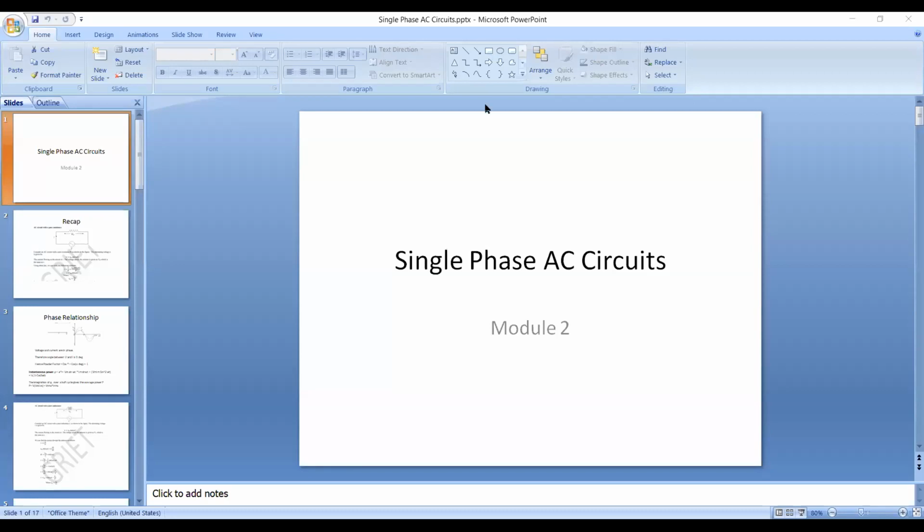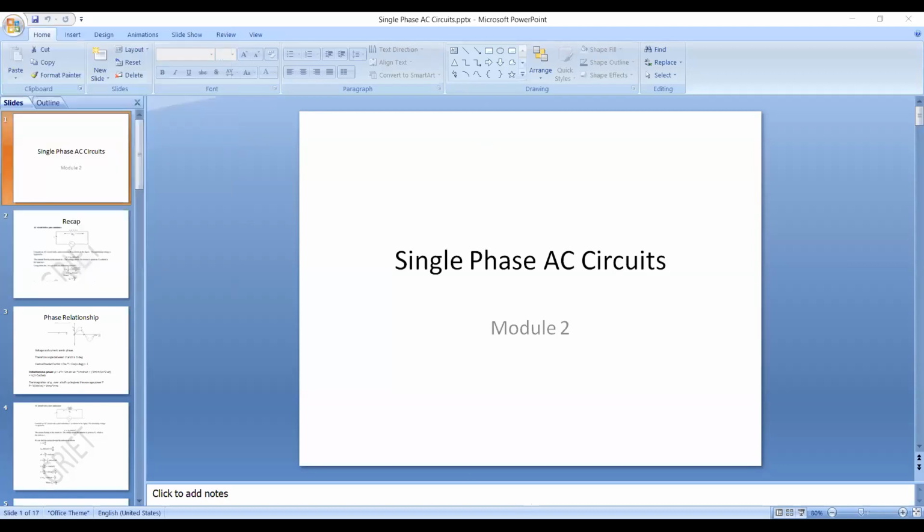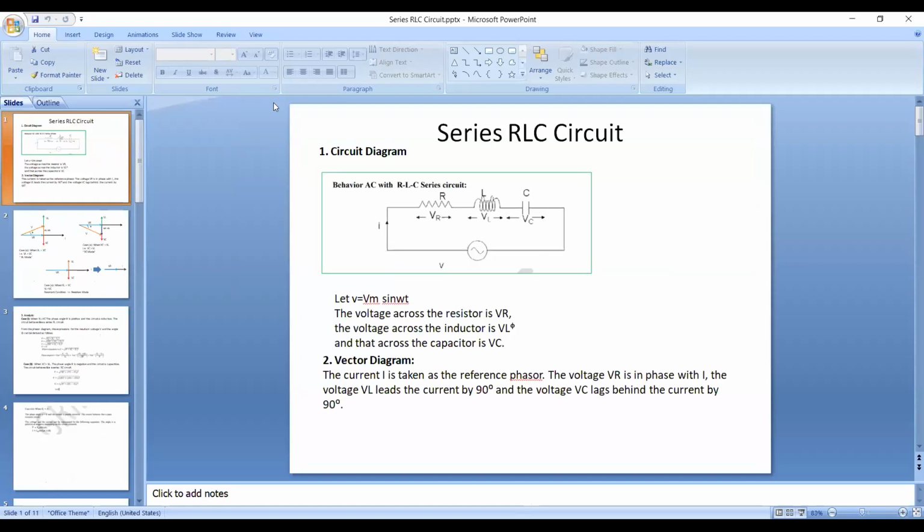Okay, you're all able to see the screen, right? Yes, sir. Okay, fine. Series RLC circuit, is it there on the screen? Yes, sir. Okay, fine.